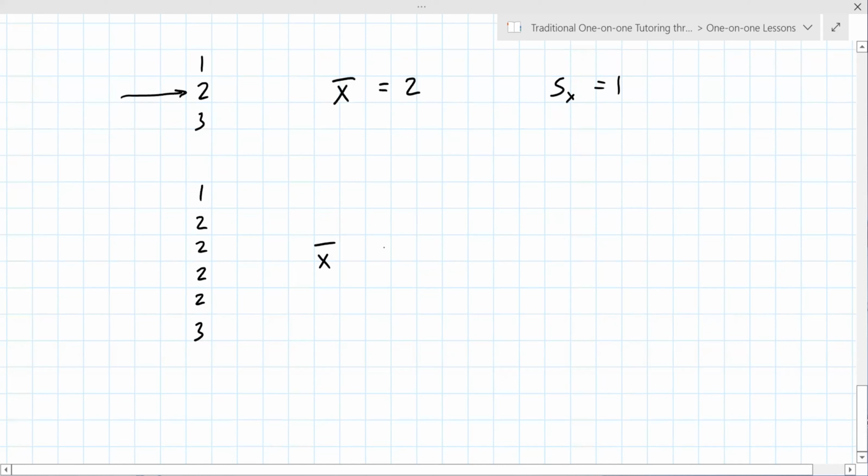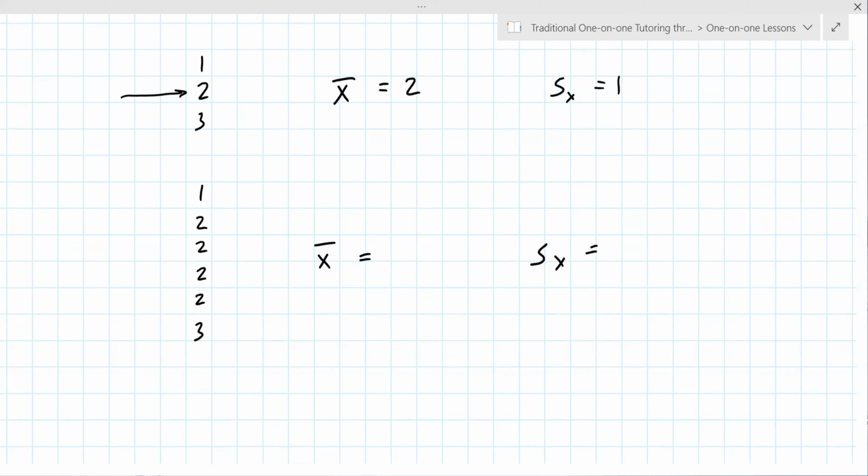Let's add one more, 2, and then 3. So I want you to calculate the new mean and the new standard deviation of this data set. So put that into list 1, variable stats. You're going to get tired of doing this, but you're going to do this over and over again in this course.